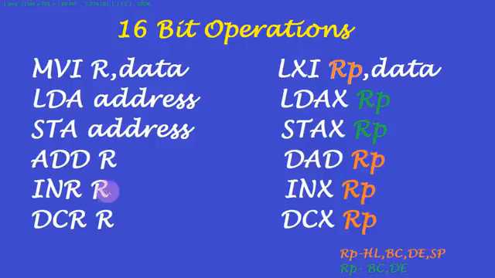For the INR R command, INR will increment and DCR R will decrement the specified register, and the equivalent commands here are INX RP and DCX RP. So these are certain useful commands. This is not an exhaustive list. There are many other commands also. There are a total of 74 commands in the 8085 microprocessor. So as we move on through this course, we will learn them through some programs only.